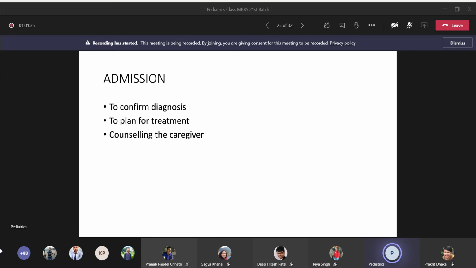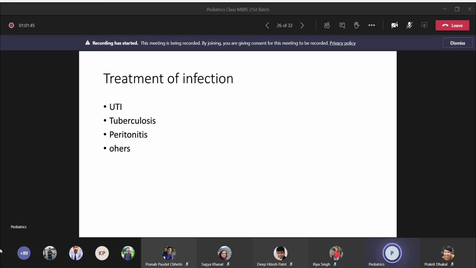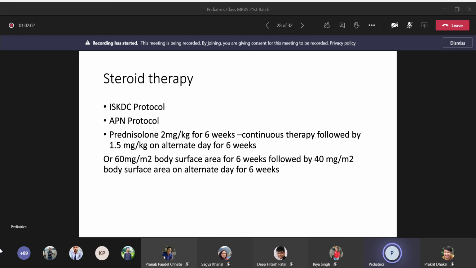Now let us come to admission. Why admission? I have already told, to confirm diagnosis, to plan for treatment and counseling the caregiver. Now come to the treatment of infections, UTI, tuberculosis, peritonitis, and other infections that you have to treat. Then come to the supportive therapy: diet, adequate protein, avoid fat, salt restrictions.